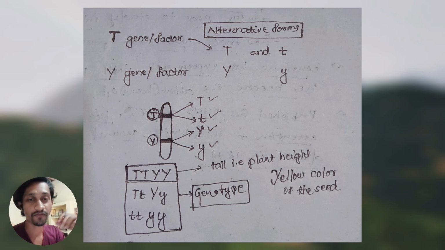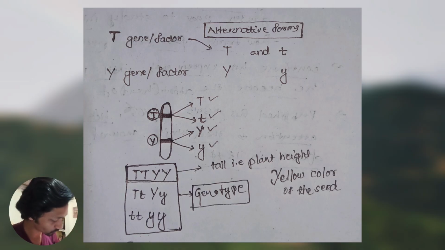Then let's talk about genotype. Genotype is the combination of alleles from different genes. Let's suppose here there are two genes, T and Y. The T gene has two alternative forms, that is capital T and small t, and the Y gene has two alternative forms, that is capital Y and small y. If we make a genotype from these two genes, then we can form capital T capital T capital Y capital Y. Then another genotype we can form is capital T small t capital Y small y.